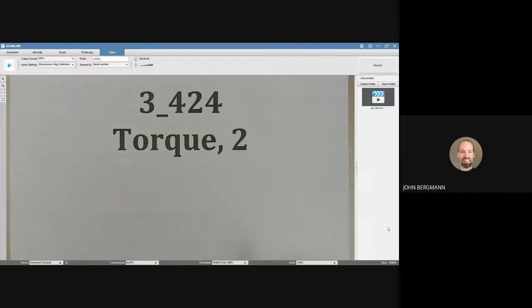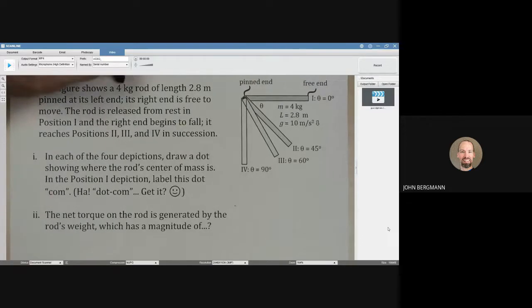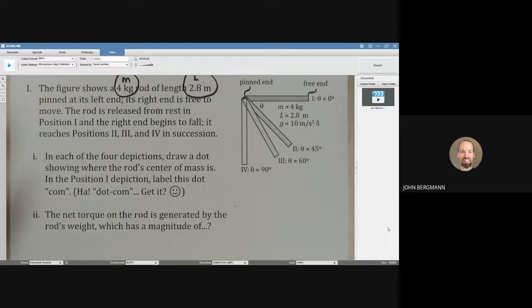This is our second video on torque. The figure shows a 4-kilogram rod. There's the mass, and there's its length, 2.8 meters, and it's pinned at the left end, and its right end is free to move. The rod is released from rest in position 1, and the right end begins to fall, and it reaches positions 2, 3, and 4 in succession.